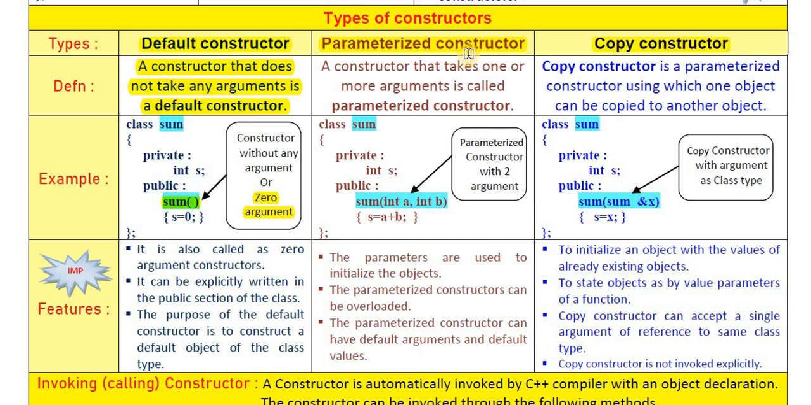Then what is a parameterized constructor? A parameterized constructor is a constructor that takes one or more arguments. For example, here this is a constructor and inside the parentheses we are using two parameters. Any constructor which is using one or more parameters or arguments is called a parameterized constructor. Then last, copy constructor. A copy constructor is a parameterized constructor used to copy the value of one object into another object. So this is about types of constructors.